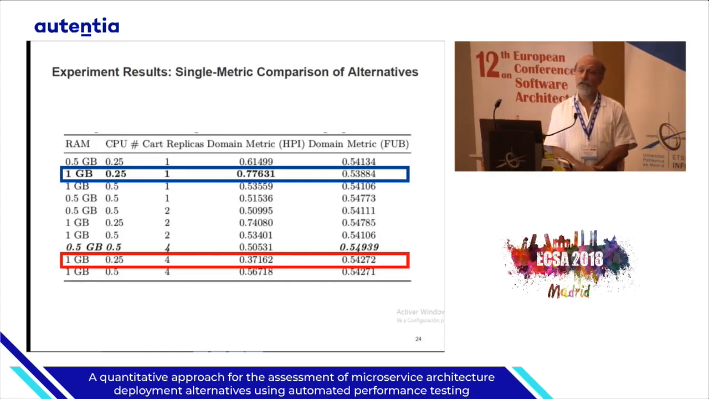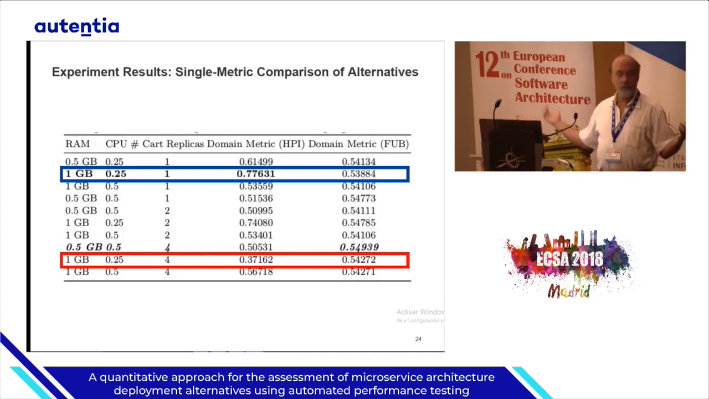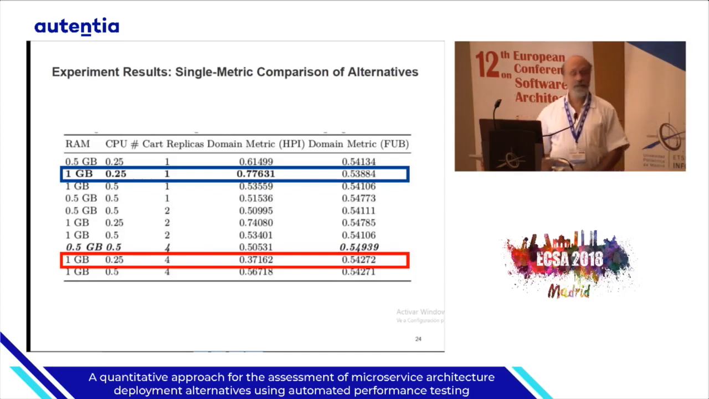And if you look at this, this is the most interesting result that you have, because whenever you go to cloud, to Amazon or to other places, and you ask them how much CPU, how much memory, how many instances, they say, oh, add as much as you can. No problem. I send you the bill at the end of the month, and then your accounting guys start calling you, right? But what we saw here is that for 1 gigabyte, 0.25 CPU, one replica, you had a metric of 0.77631. But for the same configuration, 4 replicas, it was a significant degradation in performance, right?